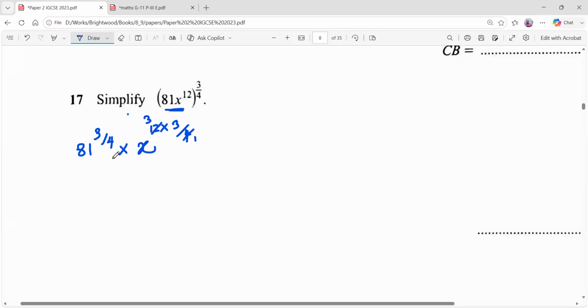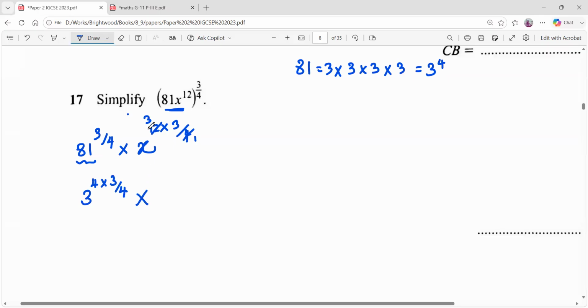Can you write 81 as a power of 4? 81 can be written like this, no? 3. 3 into 3, 9. 9 into 3, 27. 27 into 3, 81. So we can write 3 to the power 4, no? If you want, I write 81 as what? 3 to the power 4, into what is there? 3 over 4.